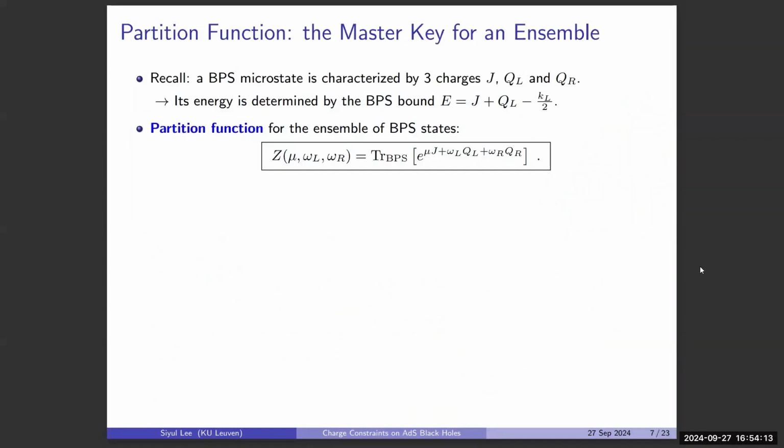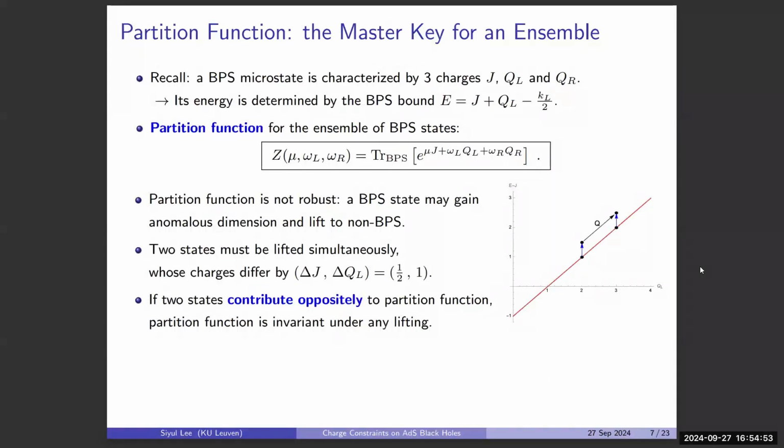And to do that, we need a tool to describe an ensemble without any loss of information. Obviously, that tool is called the partition function. The partition function is an object that can describe an ensemble without any loss of information by putting in a corresponding number of chemical potentials, here mu, omega left and right, as there are charges, J and Q left and right. By summing over all the BPS microstates in the ensemble with the statistical weight given by the chemical potentials, you can define a partition function, and it contains all information about the ensemble.